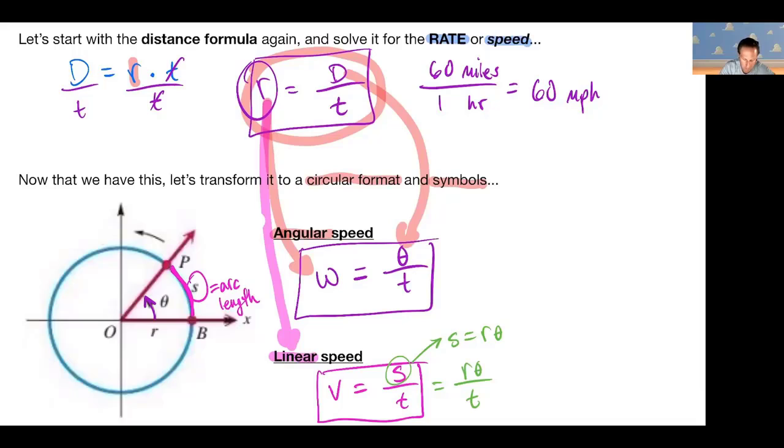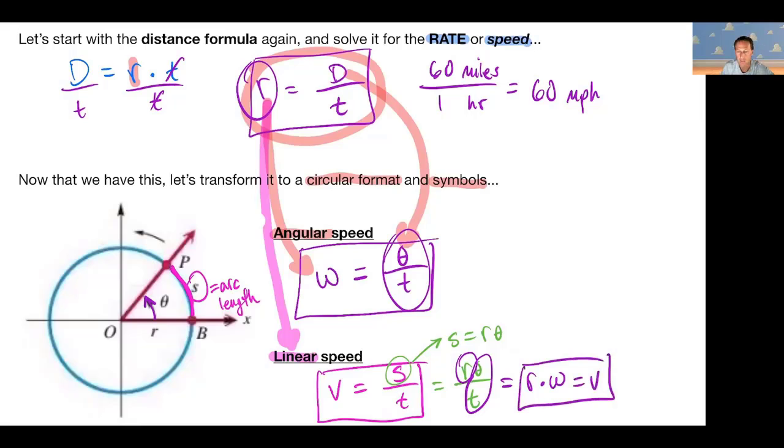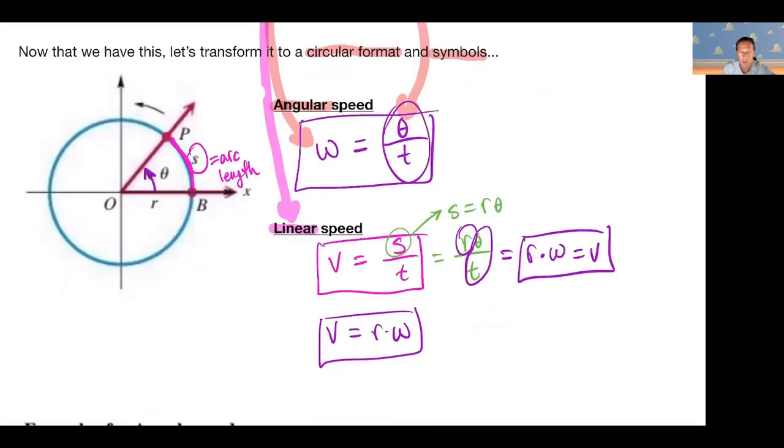But we also can use what we just had a minute ago, and that is the purple one up here where we had theta over T. That's what this was. So then I can say that I have R times the theta over T, which was our omega, that W. So this is an alternative to that linear speed that we can also utilize. So when to use what is when you're given specific things.